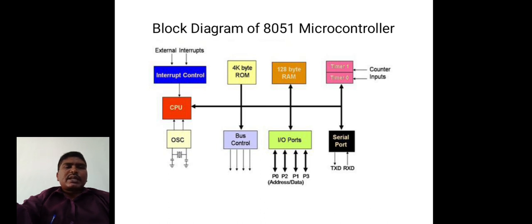The next block is the serial port. It is used for serial communication, which means it has serial transmission and serial reception. It is also merged with port 3. We also have 2 timers, timer 1 and timer 0. So this is the functionality of each and every component in the 8051 microcontroller.